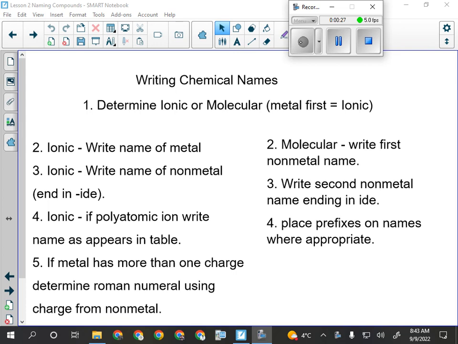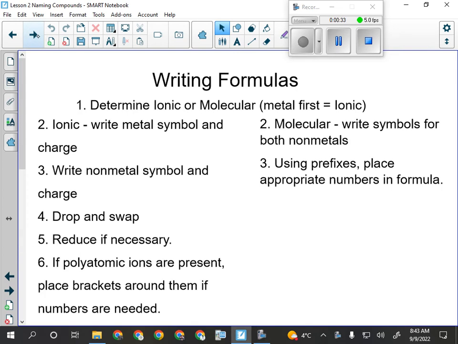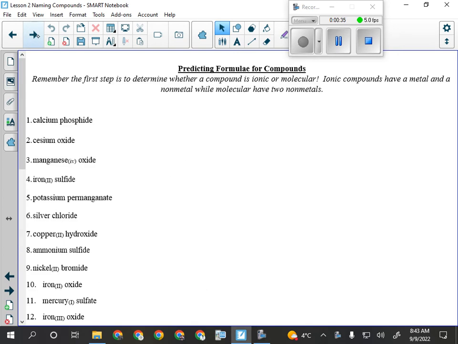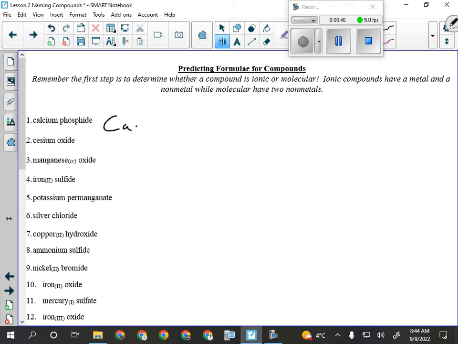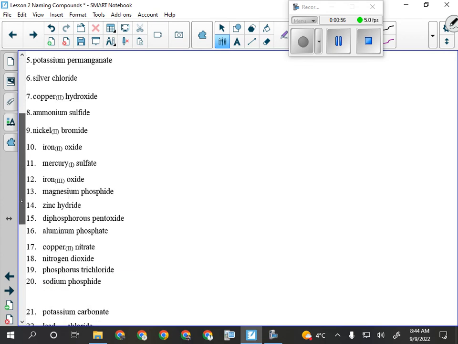So number 1 is supposed to be calcium phosphide, right? And I had in the key CaN, and that's not right. It should be Ca3P2 for that one. So there's a mistake on the key for that one. I fixed the original of the key, but obviously the one I put into Google Classroom still has the mistakes on it because I haven't switched it yet.